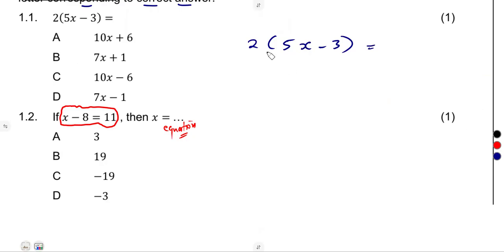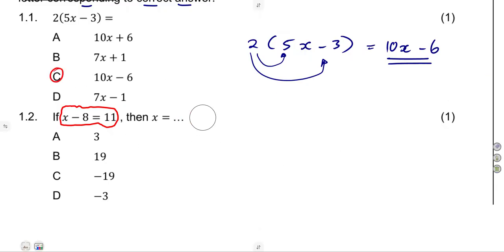So distributing the 2 into the bracket, we're going to multiply each and every term. So that's 2 times 5x, which was going to give us 10x. Then 2 multiplies the minus 3, and that was going to give us what? Negative 6. So this is the equivalent of this part that we are given. So that is 10x minus 6, which was on C.